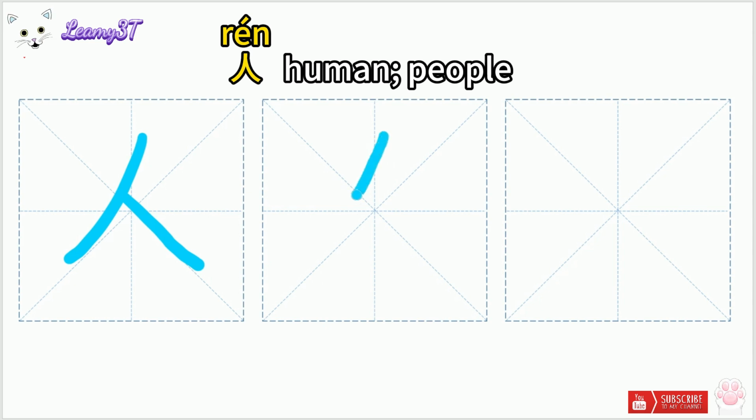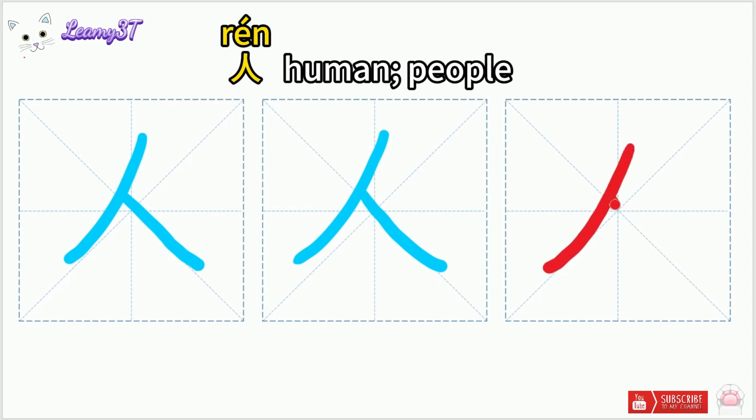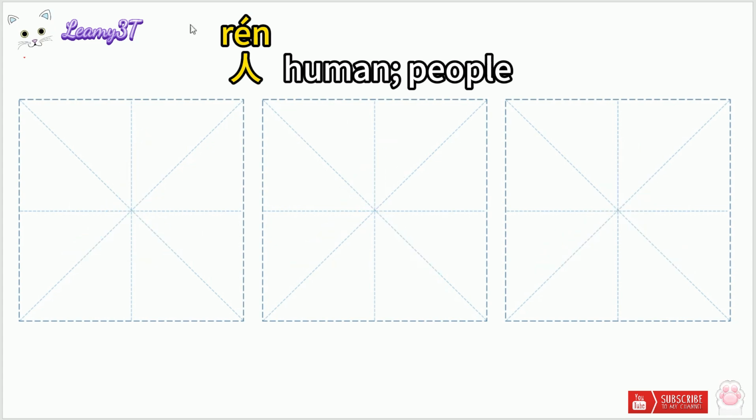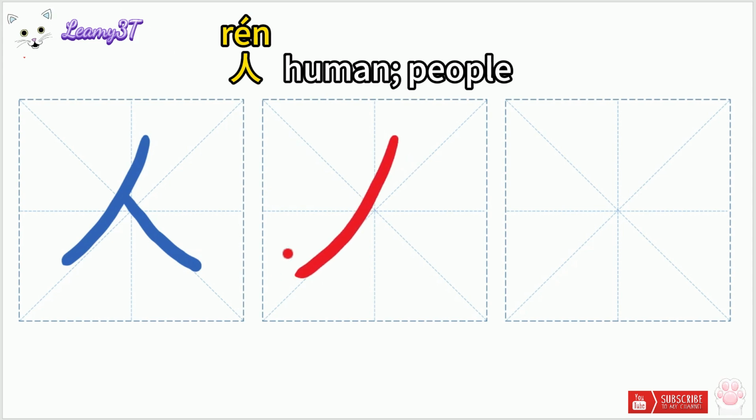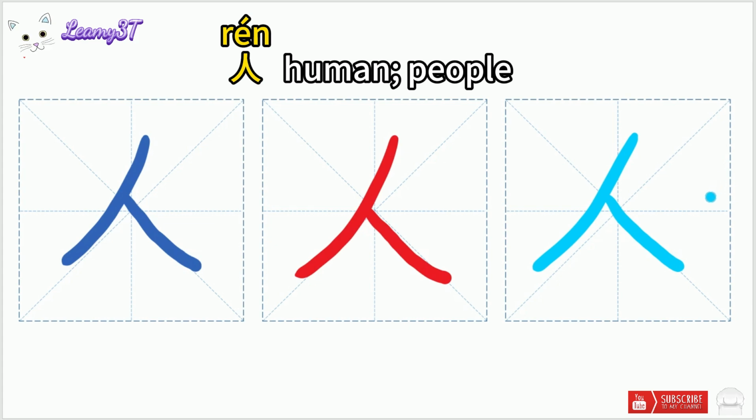So one more time. 撇捺. Good, good. The whole character is standing at the center. Again, let's write together and say the stroke's name. One more time. Say 撇捺. Again. 撇捺. Good, good. One more time. 撇捺. This character is 人, 人. It means human or people.